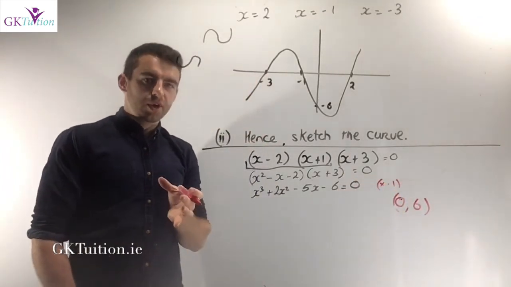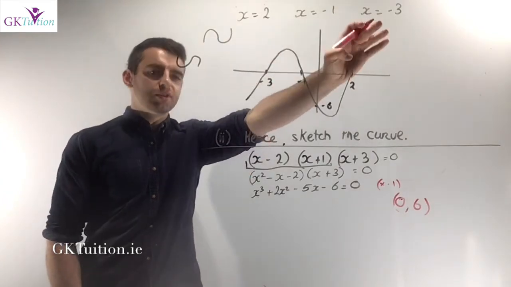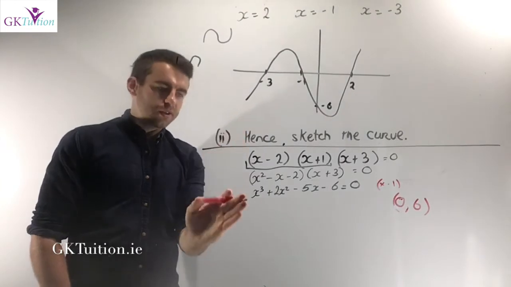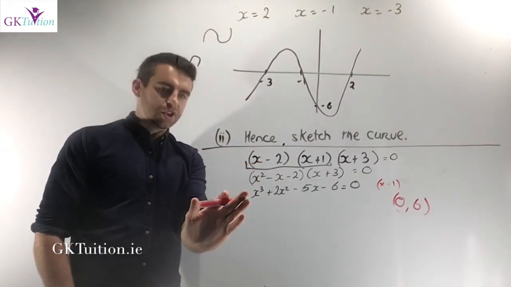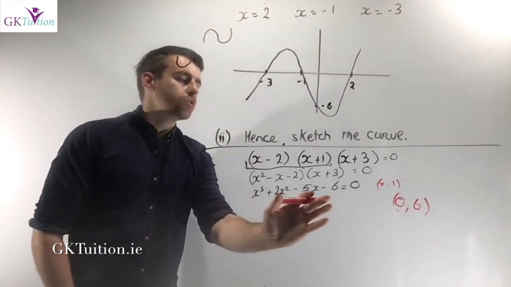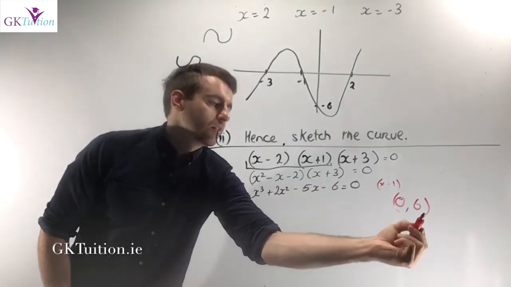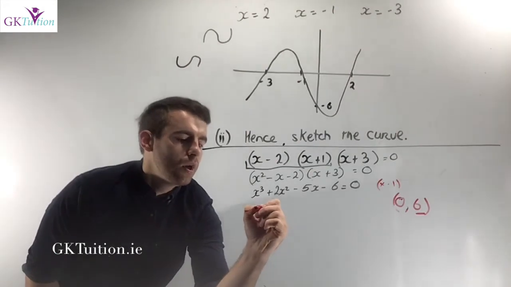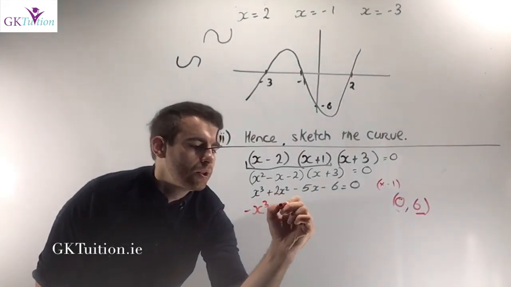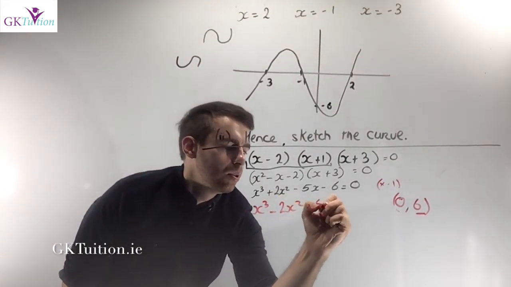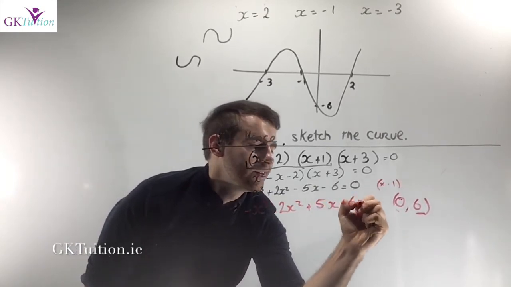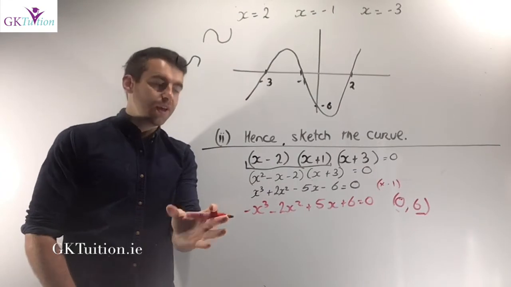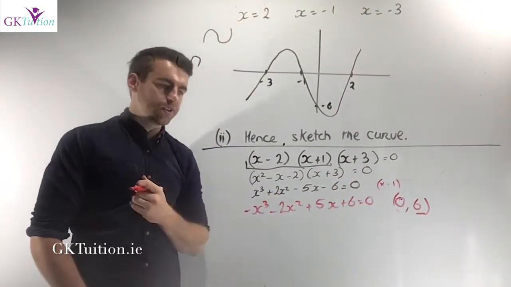If you were told that you had a cubic that has these three roots and it crosses the y-axis at 0, 6, you would have done all the same maths, but at this stage you would have multiplied by minus 1 so that the constant at the end corresponds to this y value. If I multiply everything by minus 1, I get minus x cubed minus 2x squared plus 5x plus 6 equals 0. And that would have been your answer to part 1 if this had been the y-intercept.